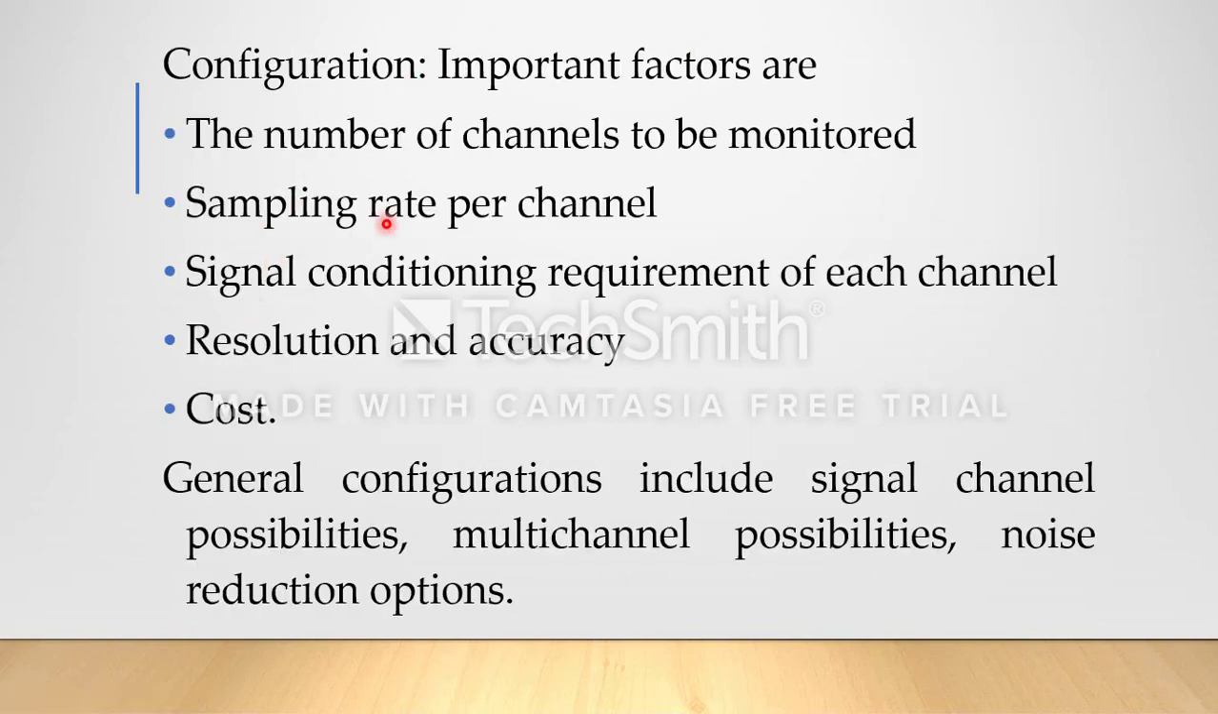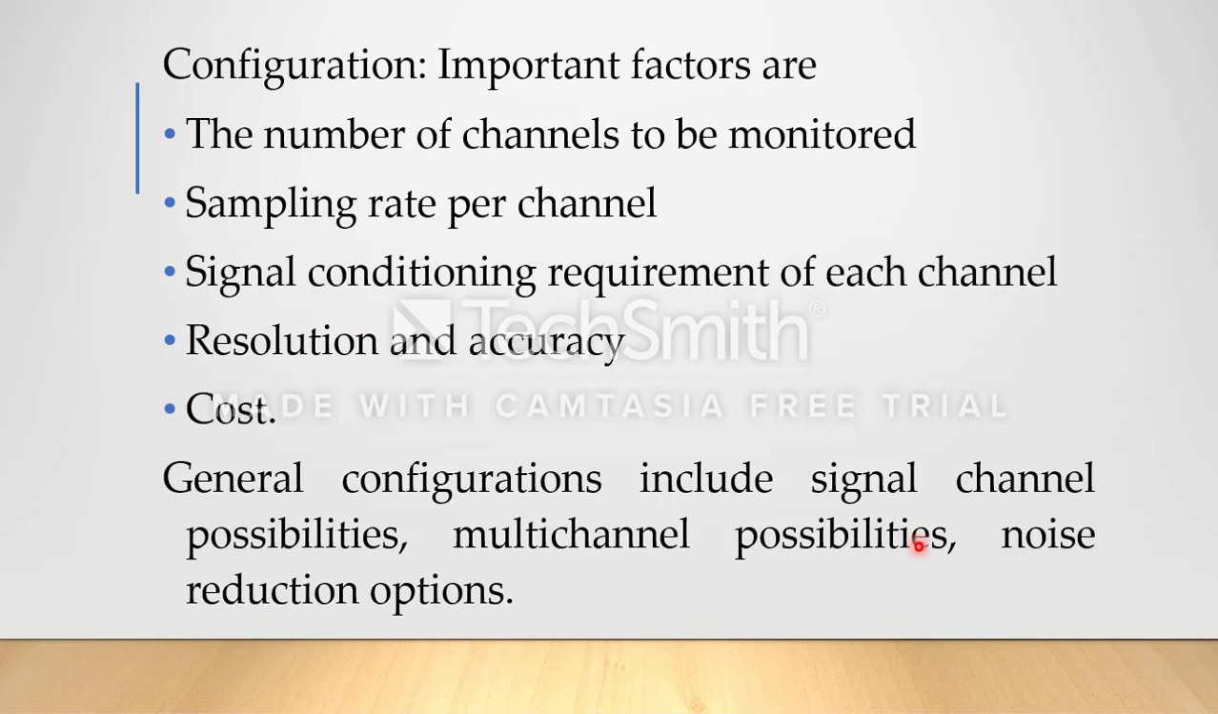What is the configuration? What does a data acquisition system require? It requires the number of channels to be monitored. Then the sampling rate. If we are using a digital output, we have to save the data in digital form. The sampling rate is very important, because the higher the sampling rate, the more accurate your digital output will be. Next, digital signal conditioning requirement for each channel, resolution, accuracy, cost, all these terms.